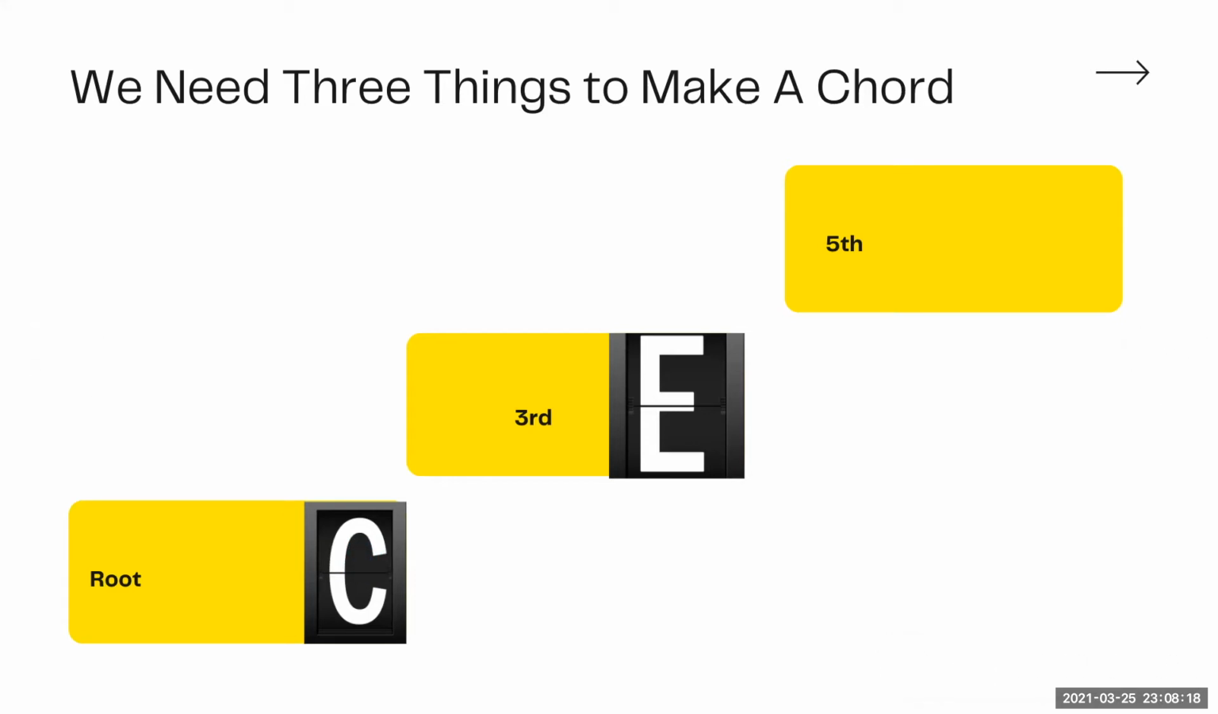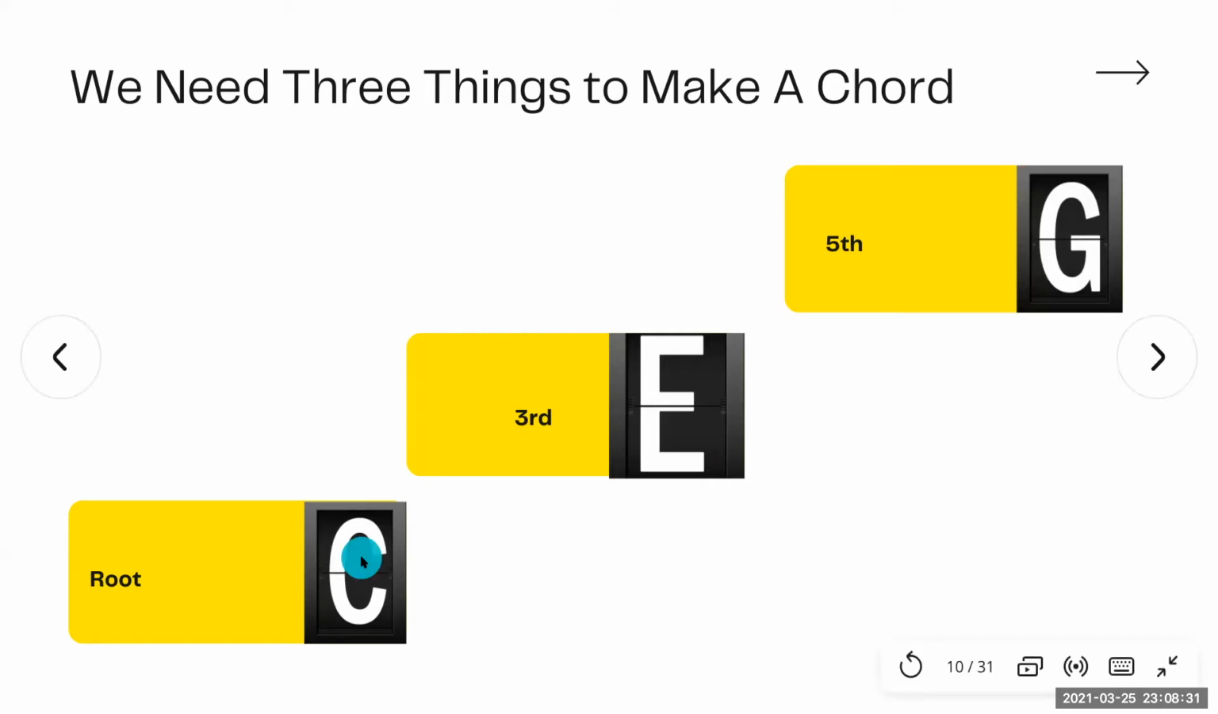Now, the next thing we need is the third. The third degree of that scale is E. And then we're going to need the fifth. All right, root, third, and fifth.